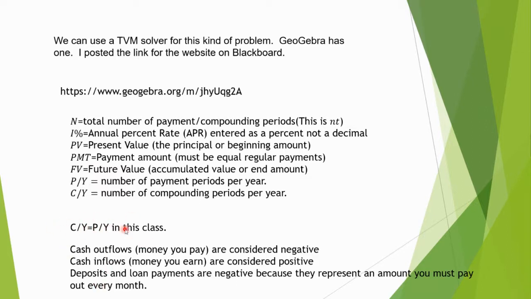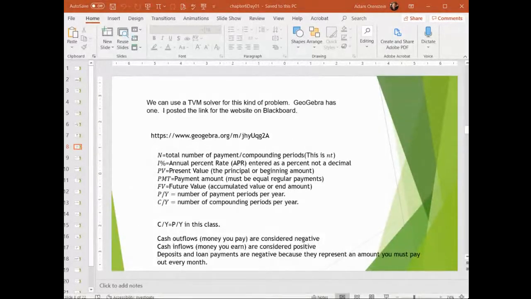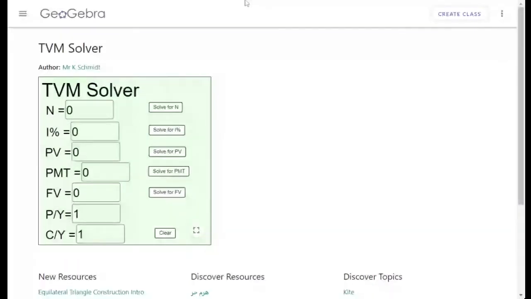Before I get to this stuff, let me just show you the TVM Solver. I have to stop sharing this though, because unfortunately I can't share two things at once, which is really annoying. So here's our TVM Solver. You can see you have N. That's little n times t. I percent is the annual interest rate. You don't write the percent sign, but you write it as a percent. You don't move the decimal two spaces to the left.